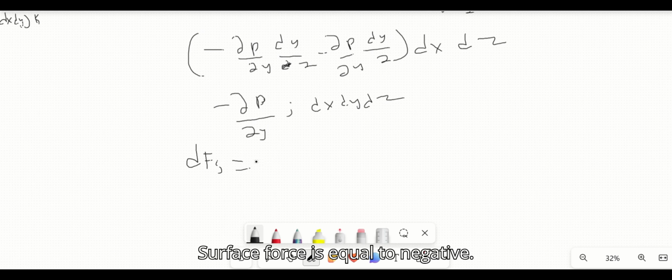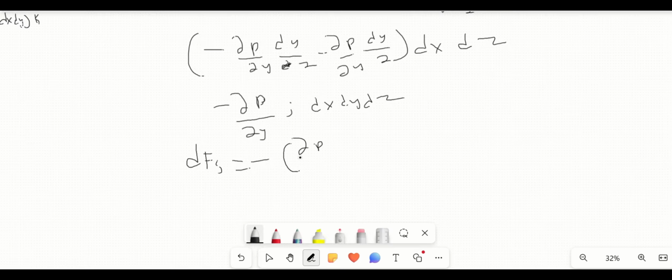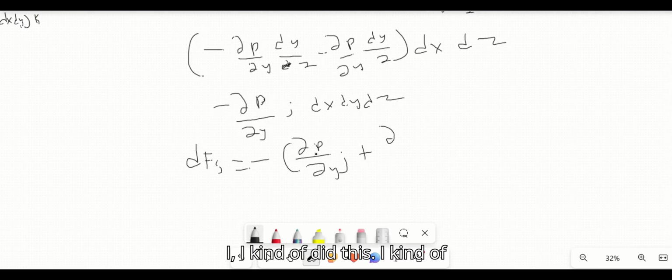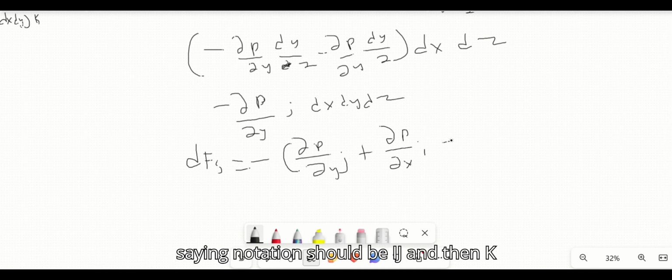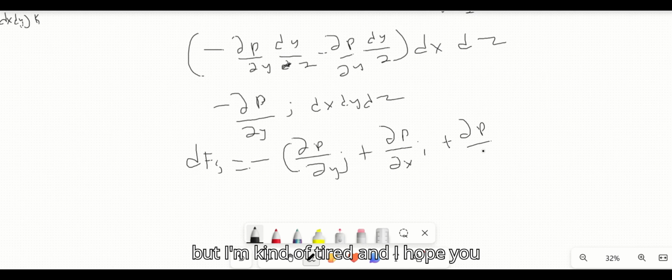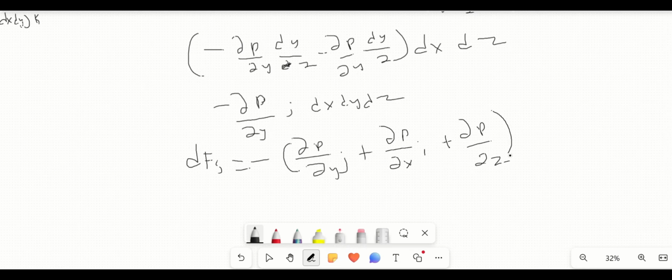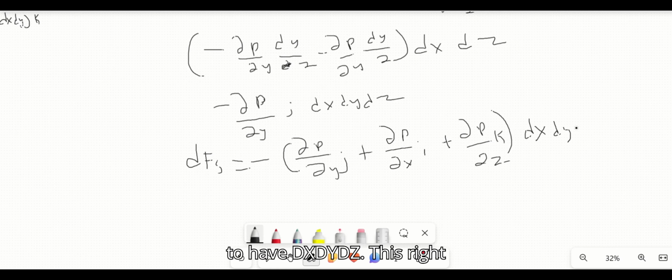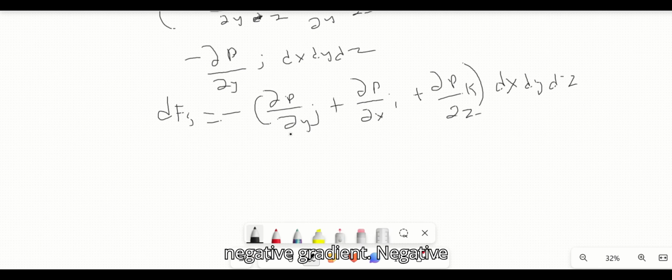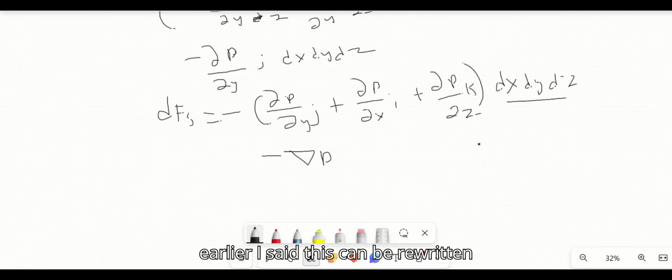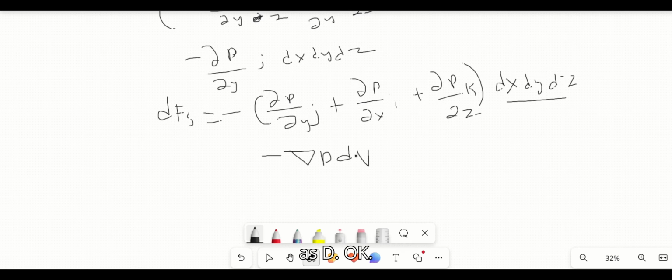surface force is equal to negative dp. I wrote this differently than your standard notation. It should be i, j, and then k, but I'm kind of tired, and I hope you get the point. i, j, k, and here we're going to have dx, dy, dz. This right here is a gradient, a negative gradient, and so negative del p. And this dx, dy, dz, if you remember earlier, I said this can be rewritten as dv. Okay.